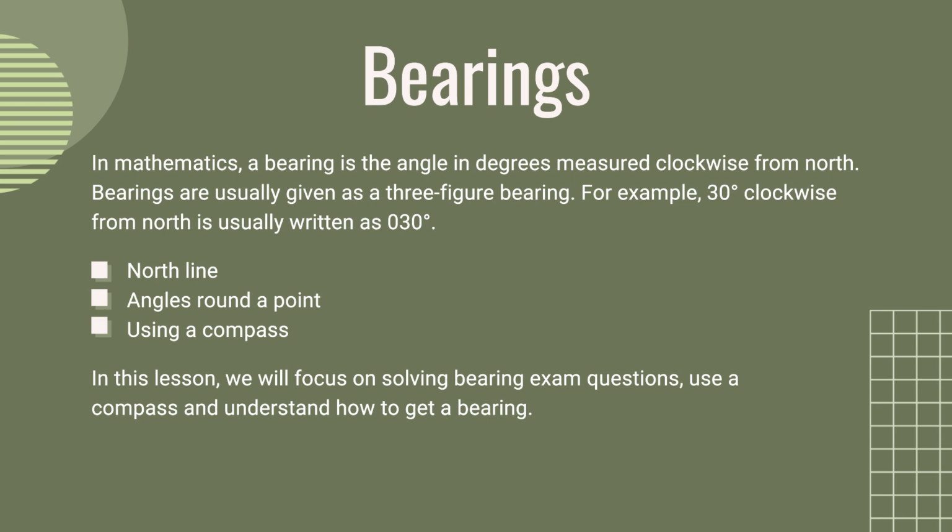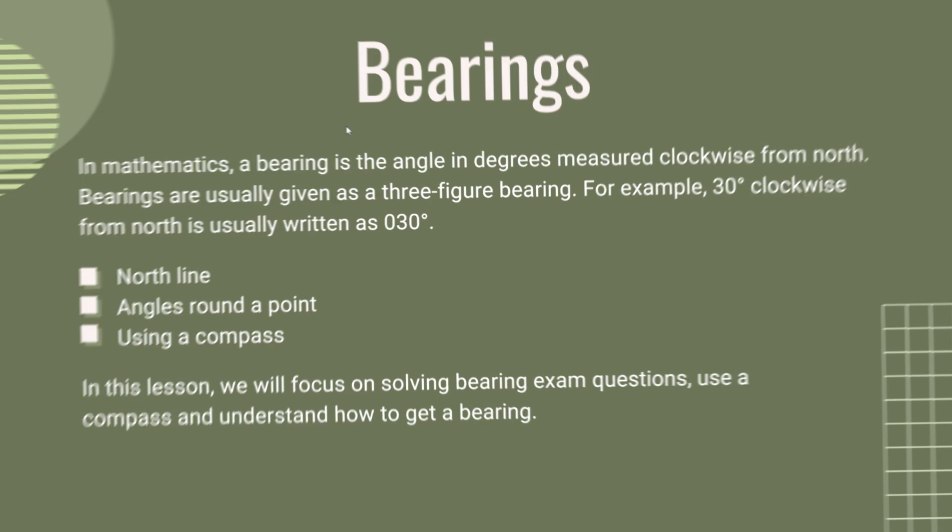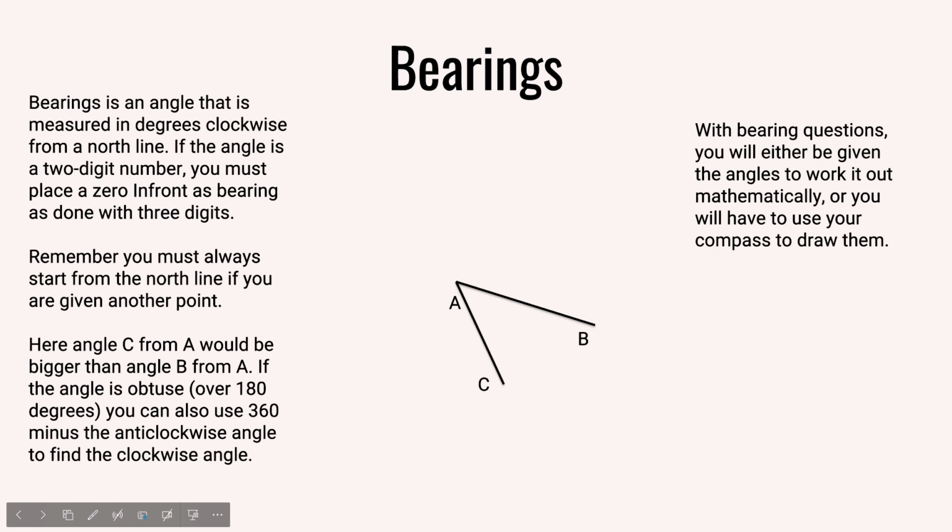In this lesson, we will focus on solving bearing exam questions, how to use a compass, and understand how to get a bearing. So as we stated before, a bearing is an angle that is measured in degrees clockwise from a north line. If the angle is a 2-digit number, you must place a 0 in front, as bearings are done as 3 digits. Remember, you must always start from the north line if you are given another point. As you can see, this blue line I've drawn is the north line, and you write an N above it to show that is the north.